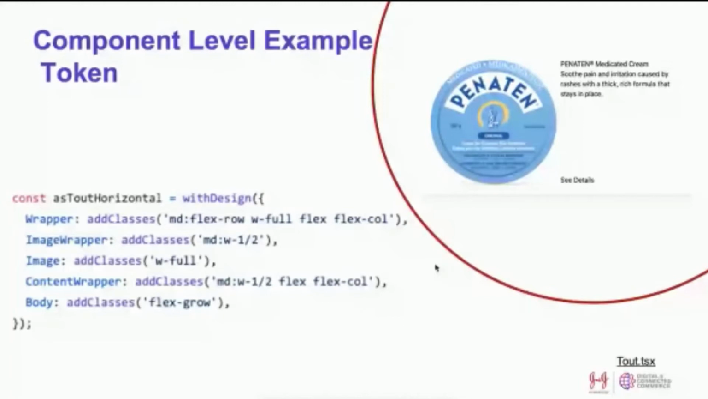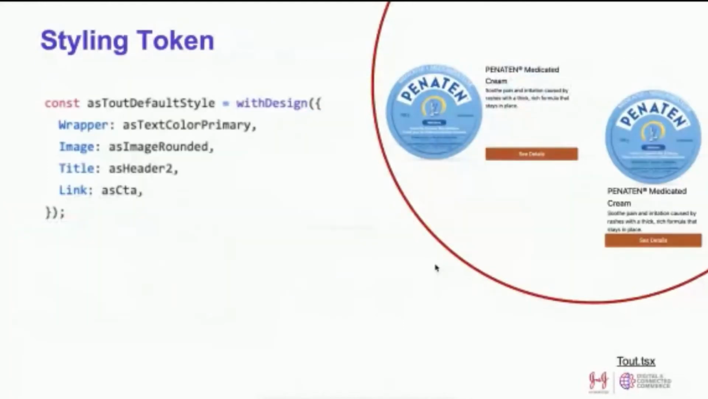So I've pulled out the functionality, right? The decision-making out of the component and put it in a different thing that I can reuse, the token. So there's another token. This is the styling token we'll show here. And this one's the default styling token for our test site. And you'll see it's actually using HOCs that were tokens as well. So it's saying use the as text color primary for the wrapper. Use the image round for the image.